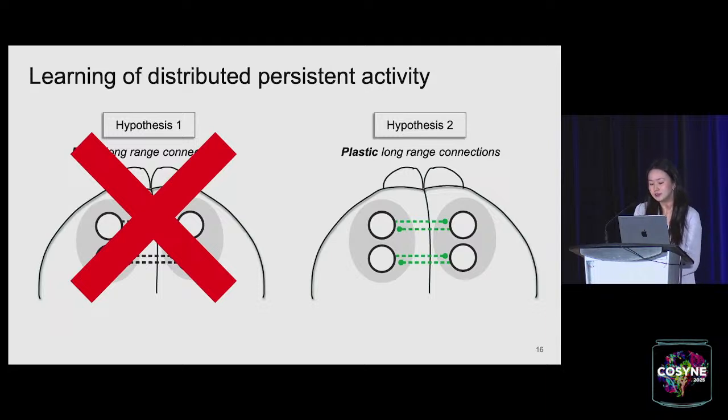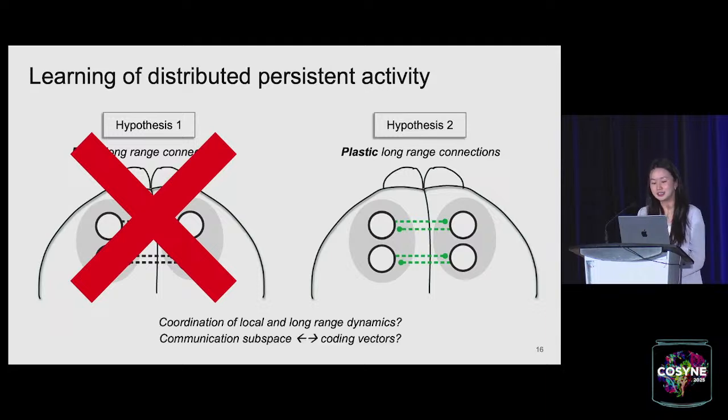This discovery leaves us with some food for thought questions, like how do brain areas coordinate with each other when connections are changing both locally and across areas? And how does the communication subspace change, and how do these changes relate to local coding vectors? This is where I'll leave off the talk.